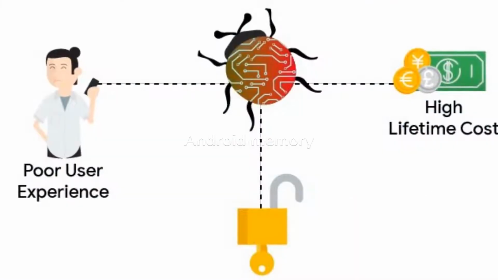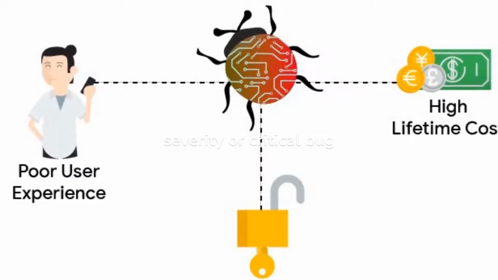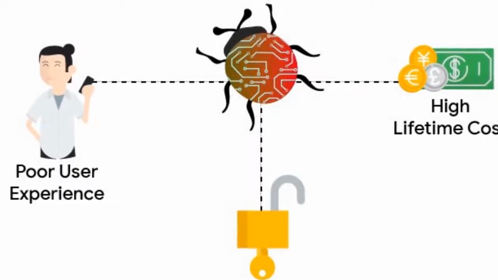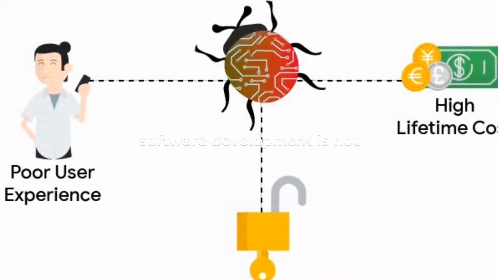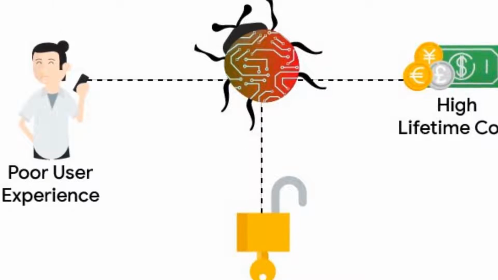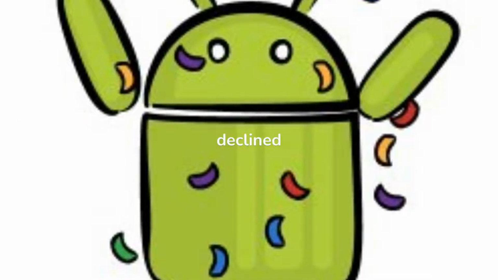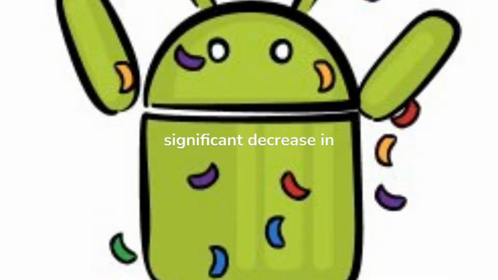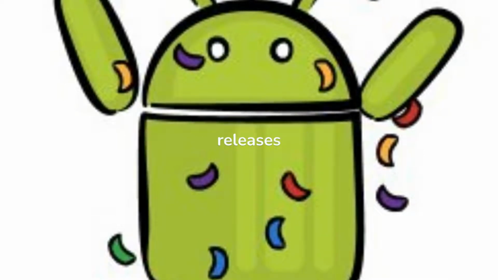In Chrome and Android, memory safety bugs account for over 65% of high-severity or critical vulnerabilities. These flaws reduce security and increase the cost of software development if not detected early. However, since Android began integrating Rust code, that number has declined, showing a significant decrease in memory safety vulnerabilities over the last few years and releases.